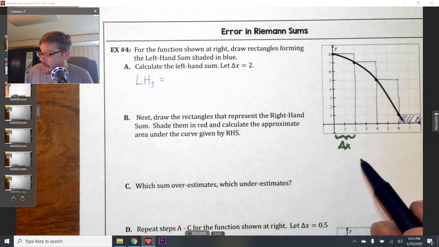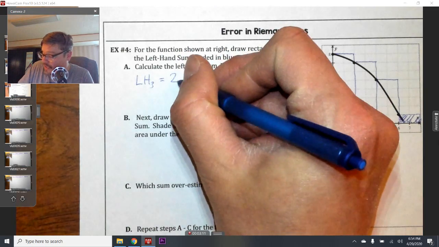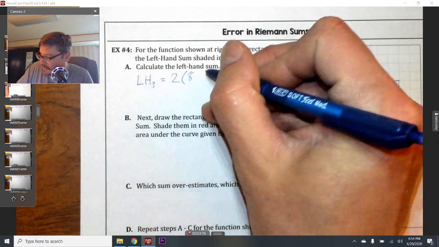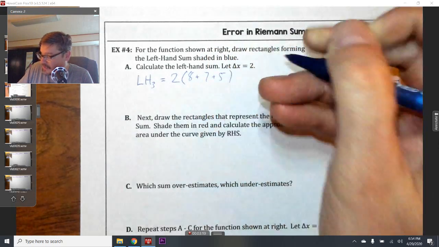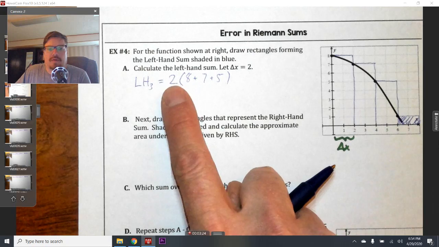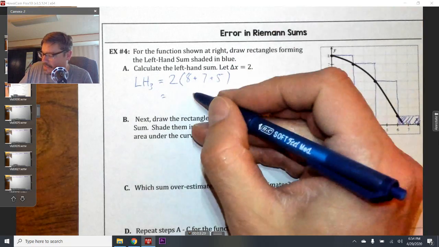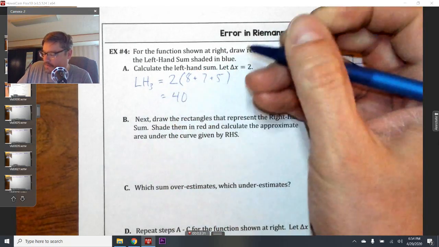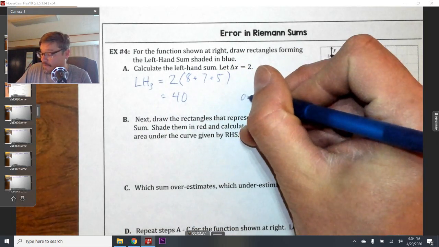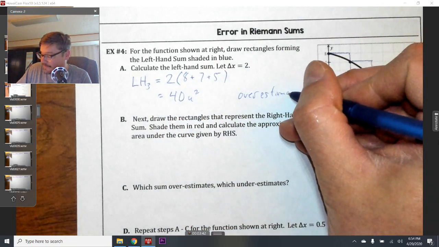And what we're going to do is add them up. So what is the area? I have a width of 2 each time. The heights are 8, then 7, then 5. So I'm basically doing width times height, plus width times height, plus width times height. That's going to be 20, which equals 40. Now we can definitely see this is an overestimate. It's 40 square units, and it's an overestimate.